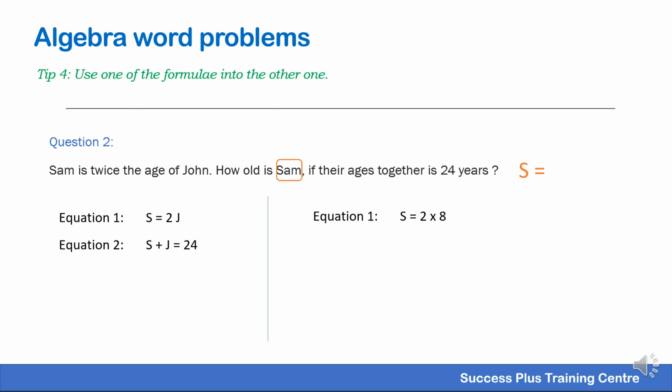This means S equals 2 times J. This also means S equals 2 times 8. So the age of Sam equals 16 years.